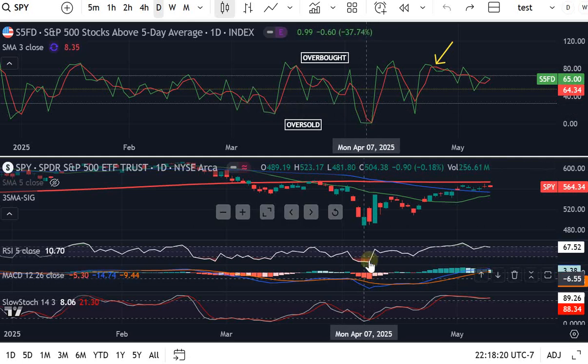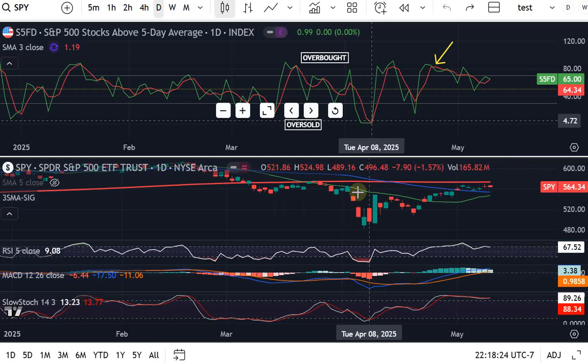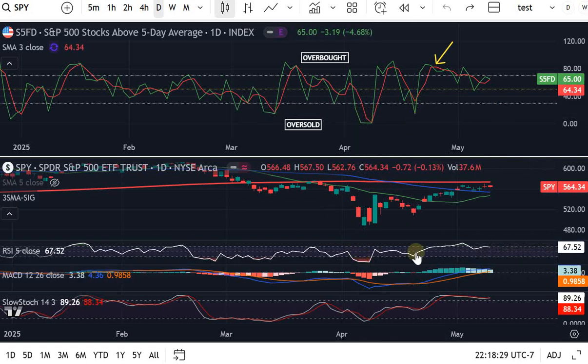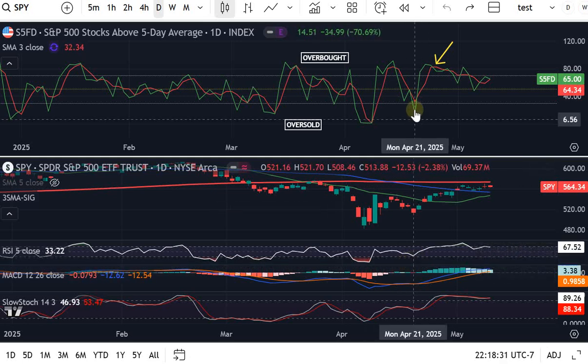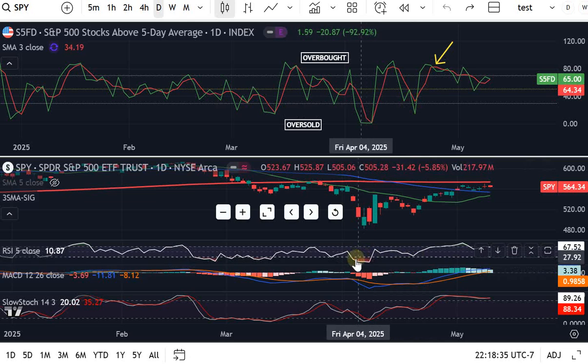Kind of gives me a confluence to show that this is a good opportunity, as opposed to here we had the dip here, but this did not go all the way. So, but we still had the bounce. I still look at it, but I go in more full force once it's able to dip below the 30 on the RSI 5 as well.